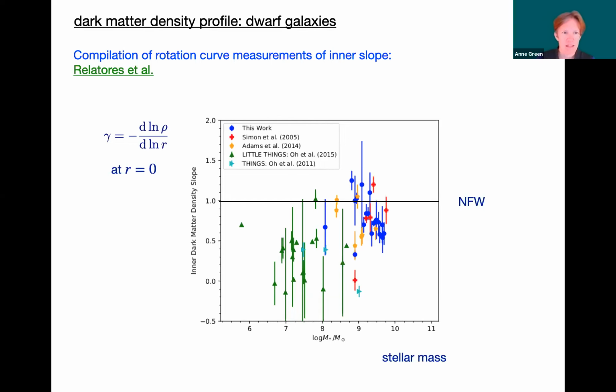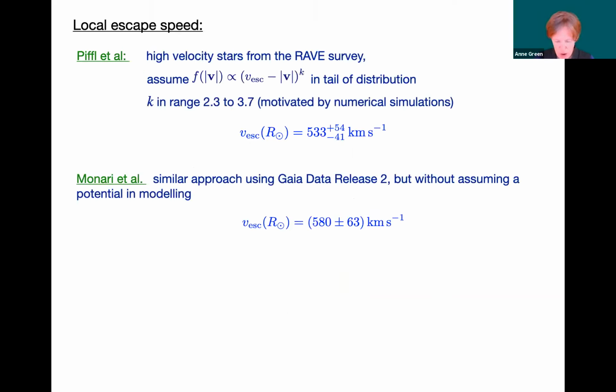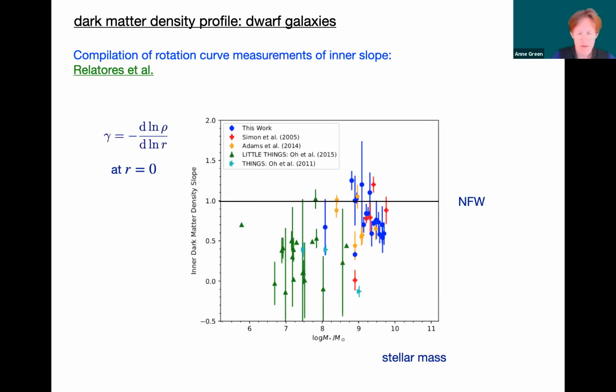And so what you see here is the error bars are large. This is hard to do in any individual case, but very tentatively, it seems like bigger galaxies, rotation curves seem to be compatible with something close to NFW. When you go down to smaller dwarf galaxies, there's perhaps some evidence that they tend to have flatter central profiles. So, yeah, I think I'll carry on, and then I'll pause to collect lots of questions about observations.